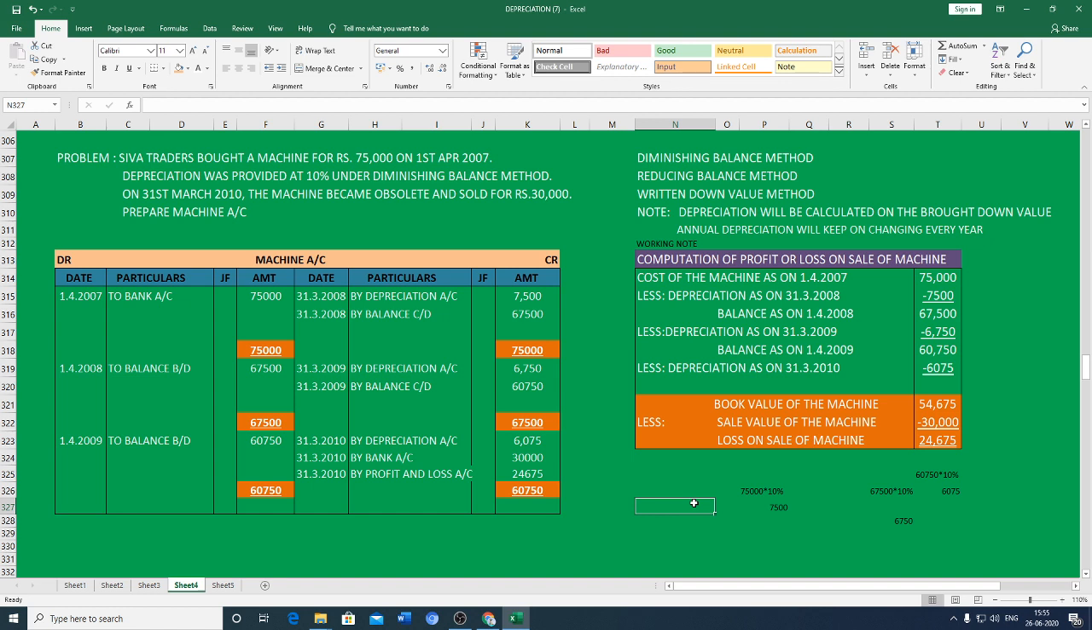These are two simple methods. In the first video I have explained you fixed installment method, whereas in the second video I have explained you diminishing balance method based on sale of asset. Very easy to learn, right?